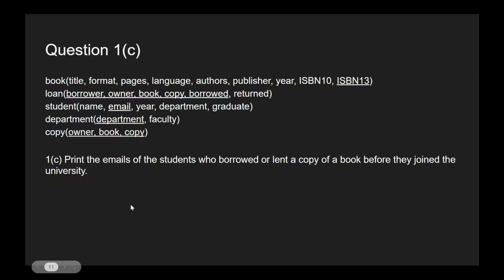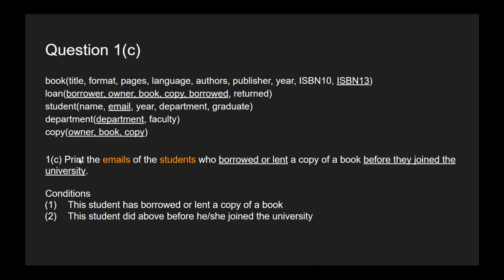Print the emails of the students who borrowed or lent a copy of a book before they join the university. The question is asking us about the emails of the students who have borrowed or lent the book before they join the university. So what's the condition here? I want to find a group of students, but this student has to fulfill these two conditions here. The first condition is the student has to have borrowed or lent a copy of a book. And the second condition is this group of students must have borrowed or lent a book before they join the university. We only want students who have fulfilled these two conditions.